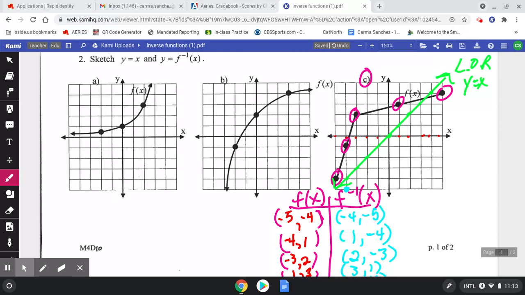1, negative 4. As we're drawing these dots, look at how it's an exact reflection of this guy over here. Look at how this is an exact reflection over here. 2, negative 3. I did something wrong. Hang on.